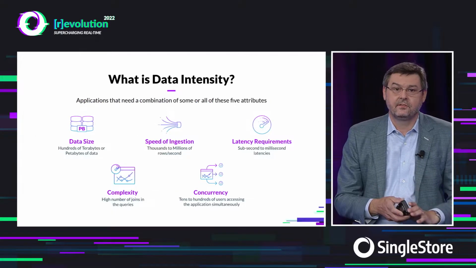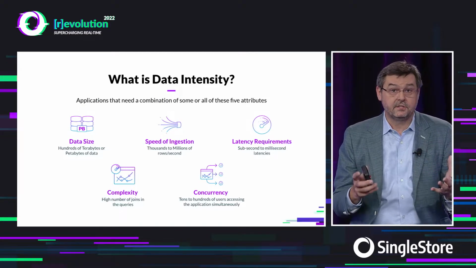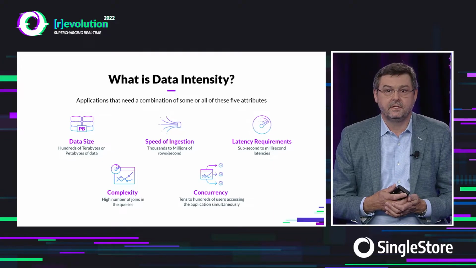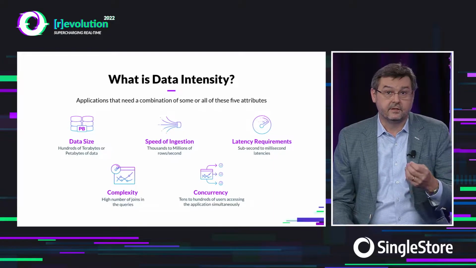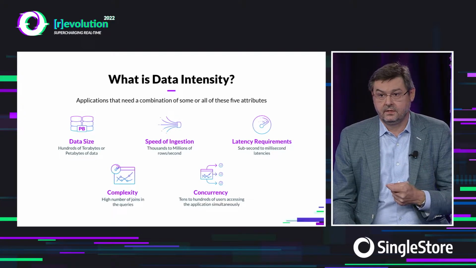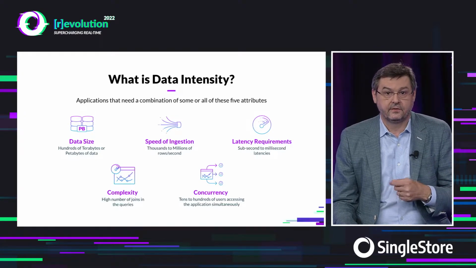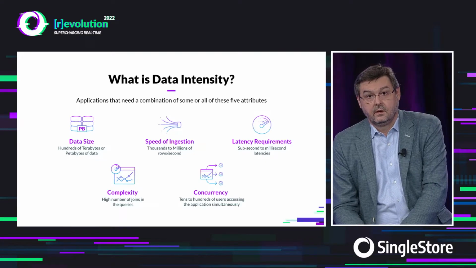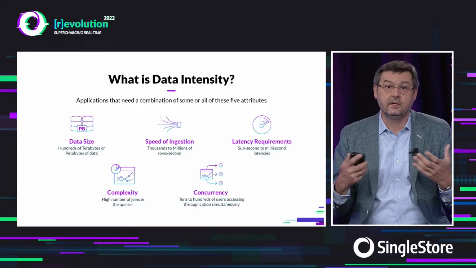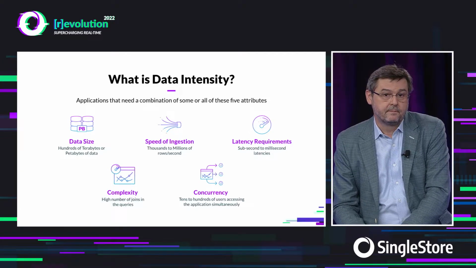Data intensity depends on many factors. For applications, important attributes that drive the intensity of apps are shown here. The size of the data: are you dealing with gigabytes, terabytes, petabytes? Query complexity, the number of joins in your queries, the query latency. What is your ingestion speed and volume? And what are your concurrency requirements? How many users are hitting your app?